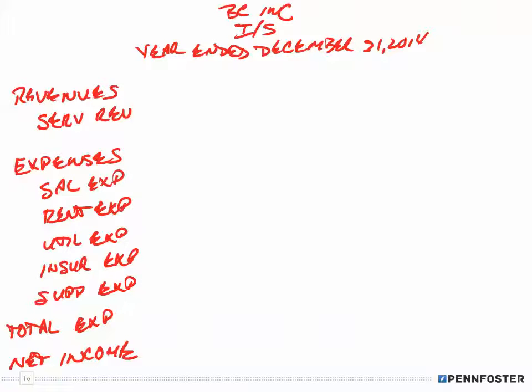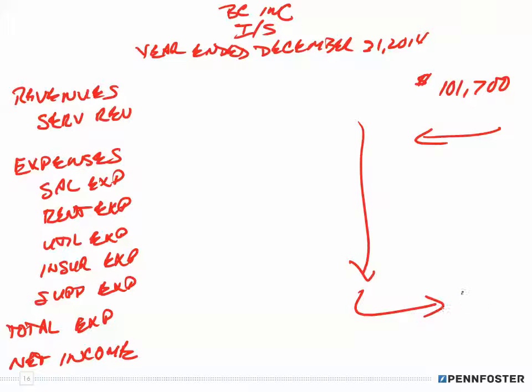Now, I have to put in the amounts. Well, for service revenue, I only have one amount, which was $101,700. And since I only have one revenue account, I don't need a total revenues. I can just put the one account. But because I have more than one expense account, and I want to know what my total expense is, what I do is I indent one column to the left, write all of the figures in that column, and then take that amount, whatever that adds up, and put it into the right-hand column, right?